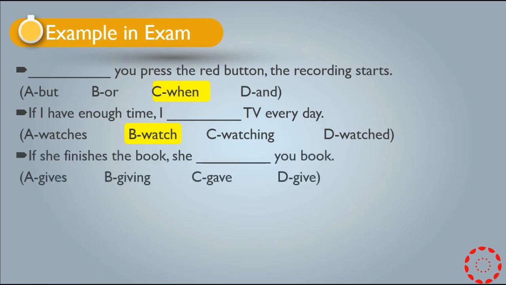If she finishes the book, she gives you the book. As you see here, with the present simple tense in the if part, the verb has S because we have she. Also we have she here. So which one is correct? She gives you the book. If she finishes the book, she gives you the book.